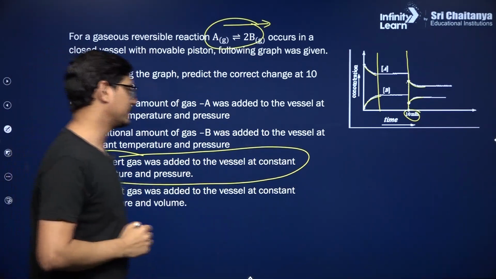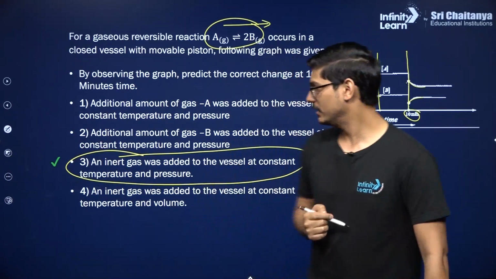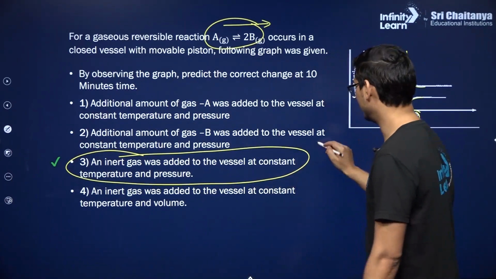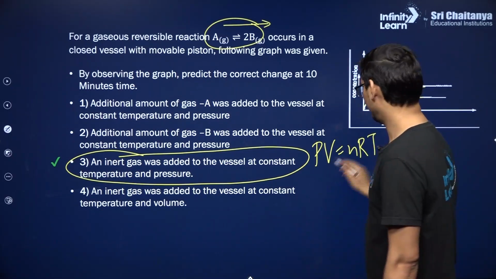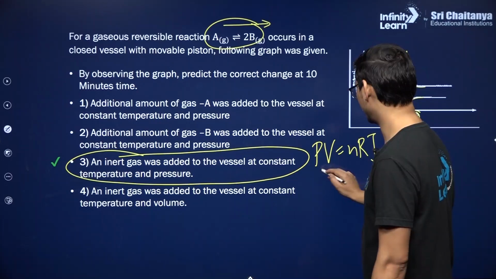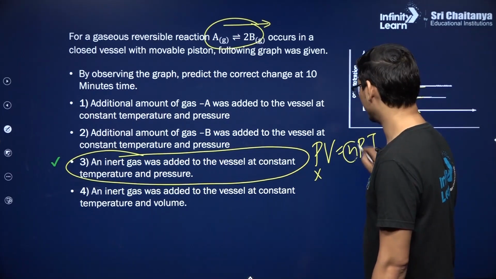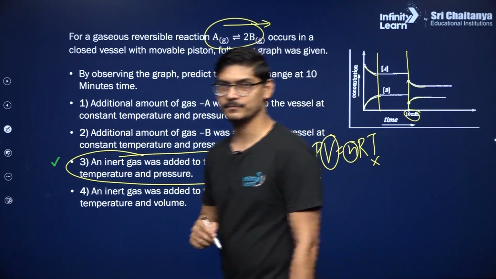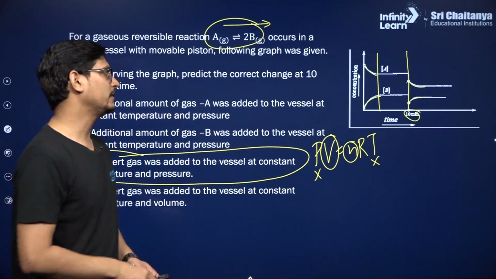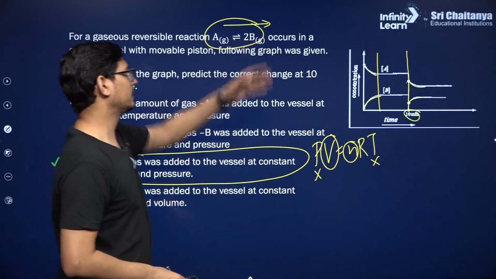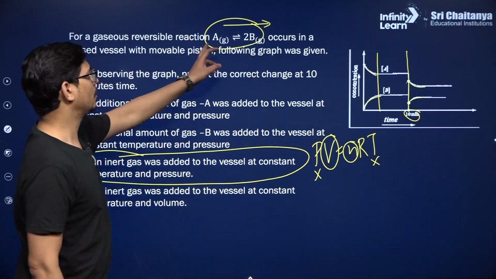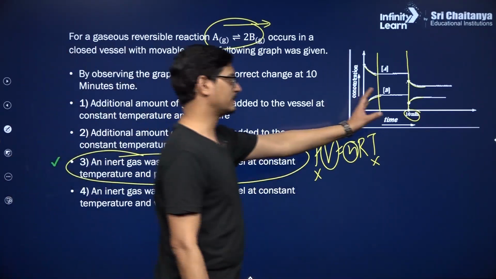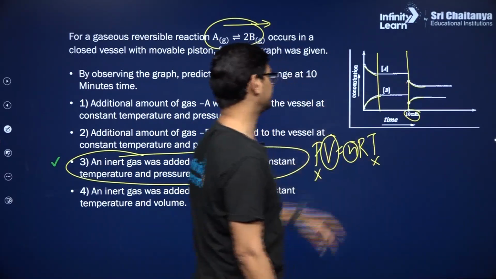Inert gas was added to the vessel at constant temperature and pressure. So basically, we assume ideal gas behavior. If temperature is constant and pressure is constant, and you are adding inert gas, the total volume will increase. Volume will increase, that means the partial pressures of A and B will decrease. The partial pressure, and hence the concentration, of reactant and product will decrease. Yes, this is in congruence with the graph.